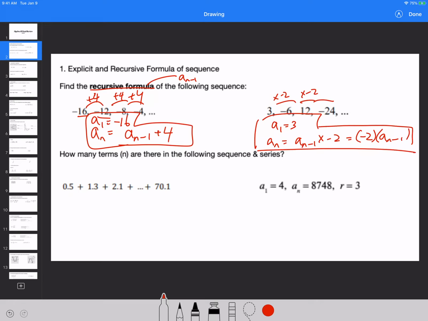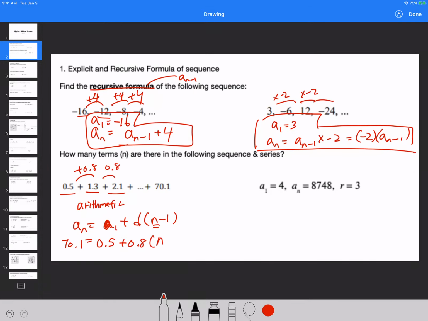How many terms n are there in the following sequence? For this one, you need to find out using the explicit formula. It seems like I am adding by 0.8 each time, so we call this an arithmetic sequence. Arithmetic explicit is a sub n equals a sub 1 plus common difference times n minus 1. So we're really looking for the value of n here. The last value is 70.1, and the first term is 0.5.